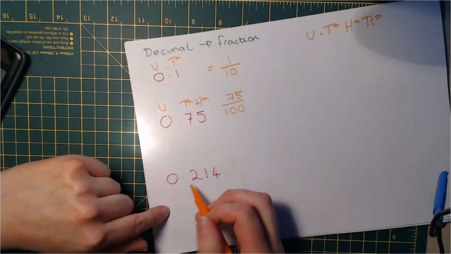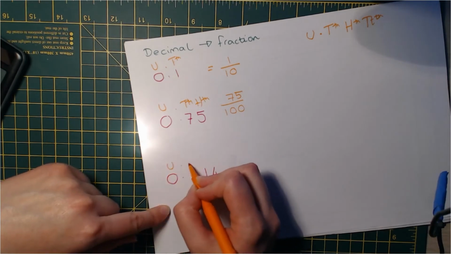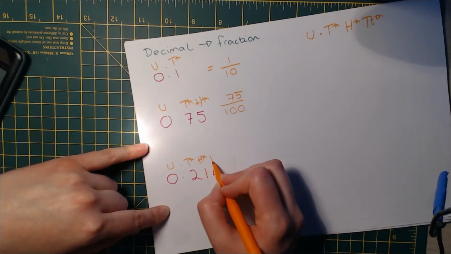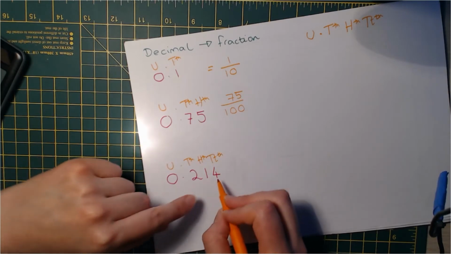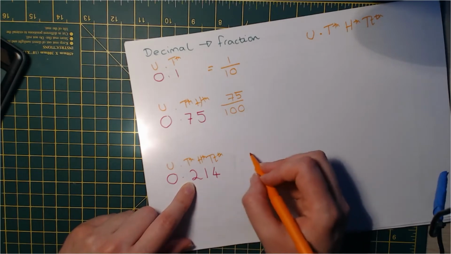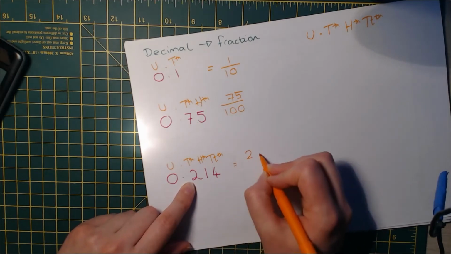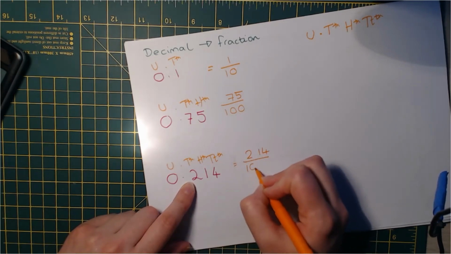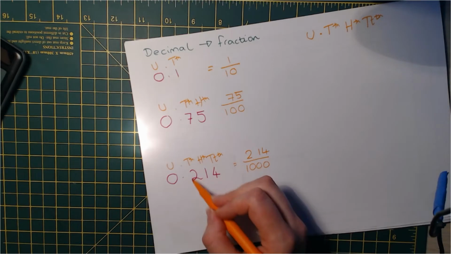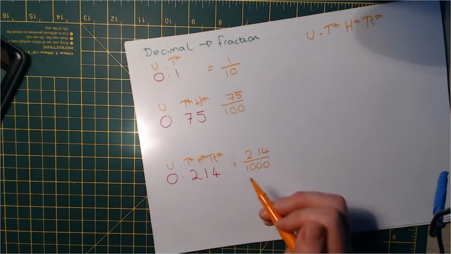For this one here, units, tenths, hundredths, thousandths. The last digit is in the thousandths column. So we can write this number over 1,000. It's quite nice, isn't it? As long as you're organised, keep things nice and neat and in proper columns, you should have no problems.